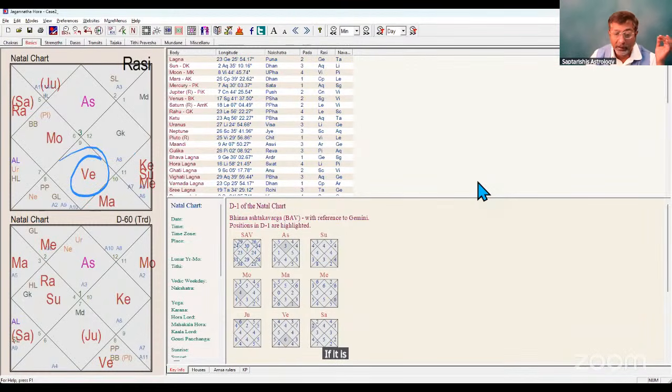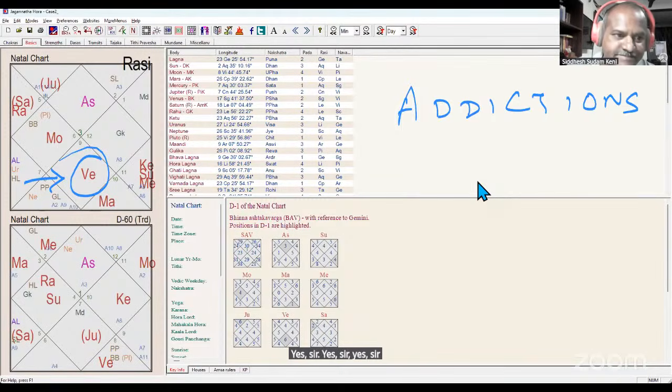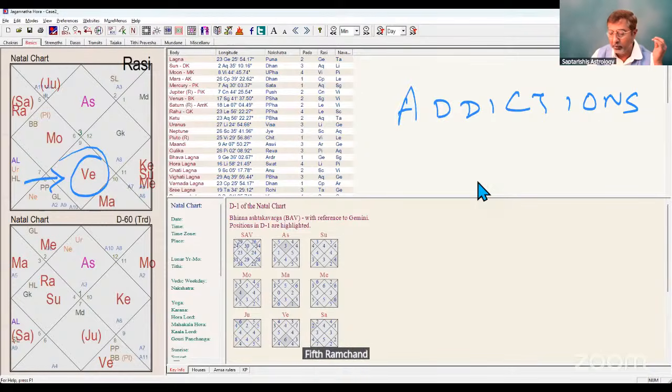If it is in own Kaksha, that means fifth house is what? Addictions, correct? Yes or no? Yes, sir. Rahu in the fifth house, Rahu fifth from Chandra, Sarpadosh plus addictions. Okay, if no addiction, some other form of addiction. Some people do not need alcohol or cigarette to be addicted in life. Are you all understanding?